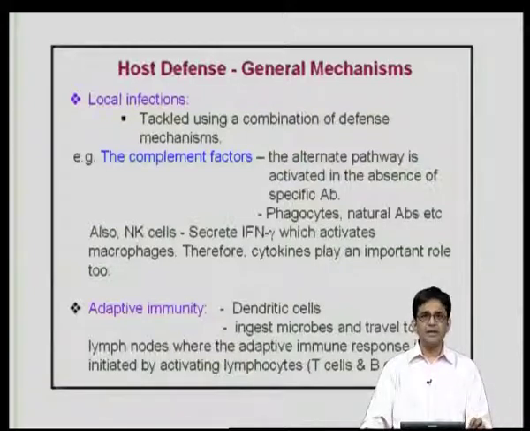You also have natural killer cells, and these secrete important cytokines like interferon gamma, which activates macrophages, and again this is important. Then you have the adaptive immunity, which of course would kick in a little bit later. You have dendritic cells. These would ingest these microbes, travel to the lymph nodes, where it would initiate specific immune responses, B as well as T cell immune responses against these invading pathogens.